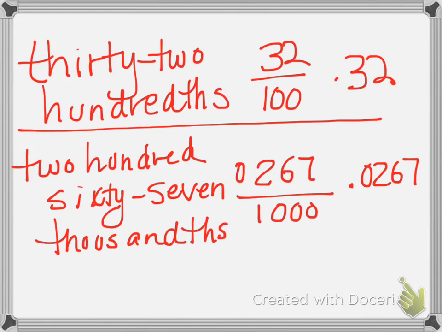32 hundredths is 32 over 100, or 0.32, 32 hundredths. 267 thousandths is going to be over the 1,000, so 267 over 1,000 is 0.267. If you have difficulty placing these in the correct place, just read them out loud and you'll see.